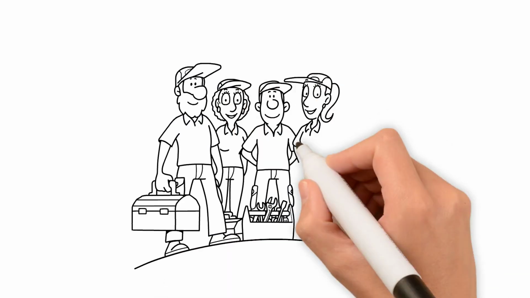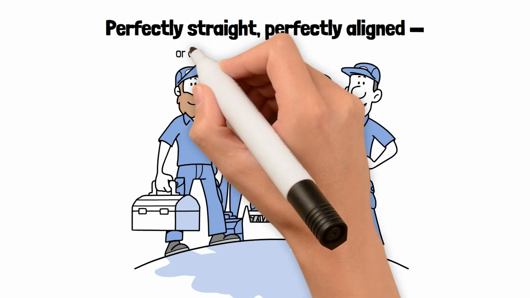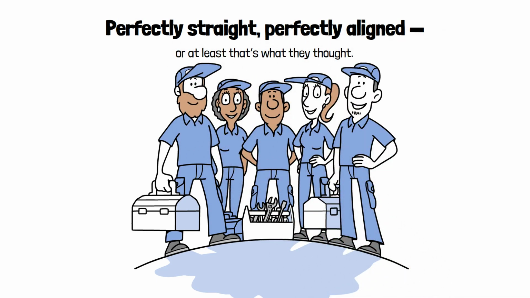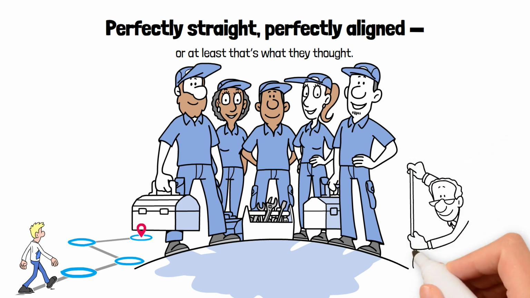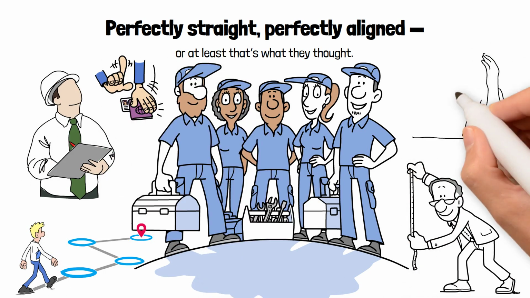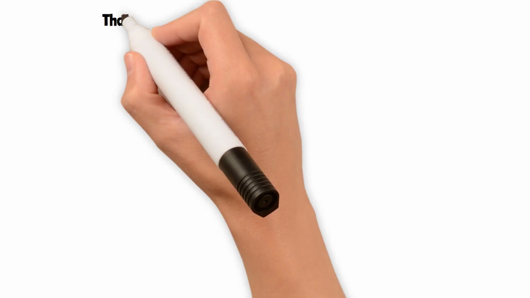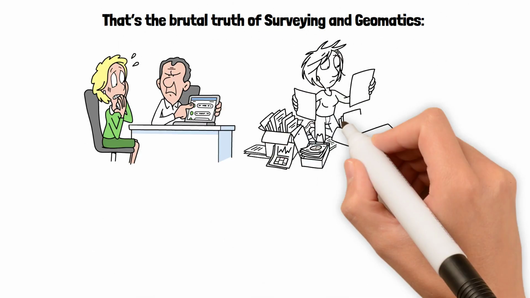A team once built an entire boundary wall, perfectly straight, perfectly aligned, or at least that's what they thought. When the government rechecked the land, the wall was off by 1.8 meters. One small surveying error, one lawsuit, one destroyed project. That's the brutal truth of surveying and geomatics. Even a tiny mistake can cost millions.